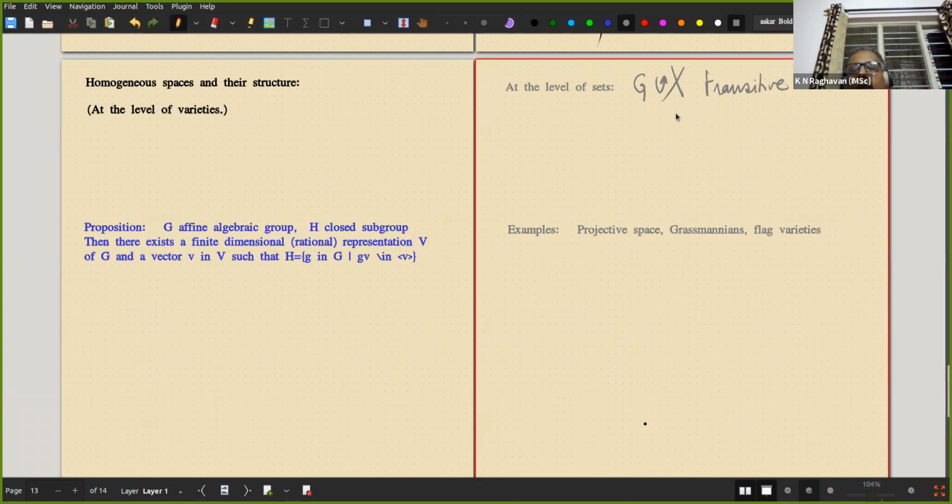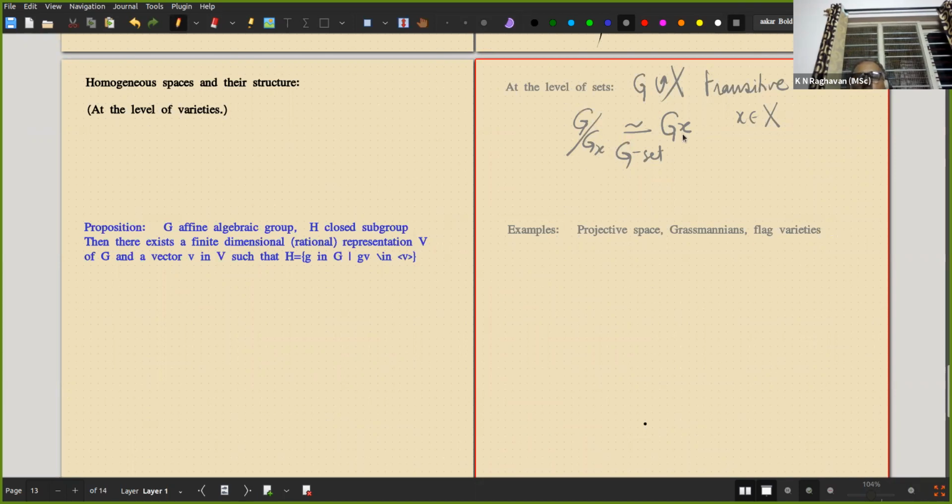Then if I take an orbit like this for X, there is a natural identification as a G-set. The action of G on X can be restricted to this orbit because it's an orbit. This is isomorphic as a G-set to this, where this is the stabilizer of X.